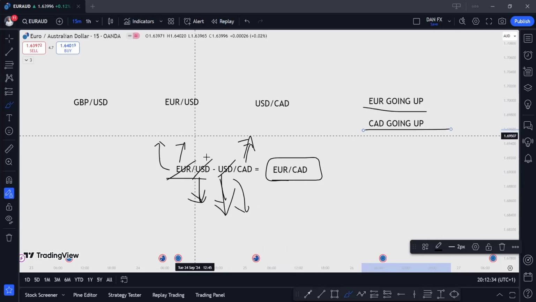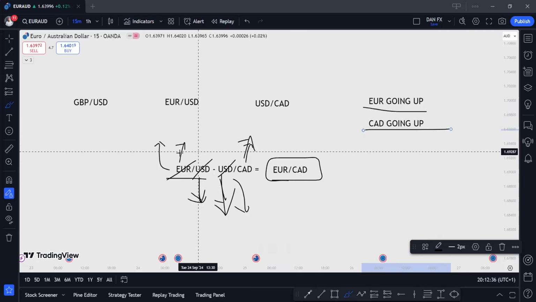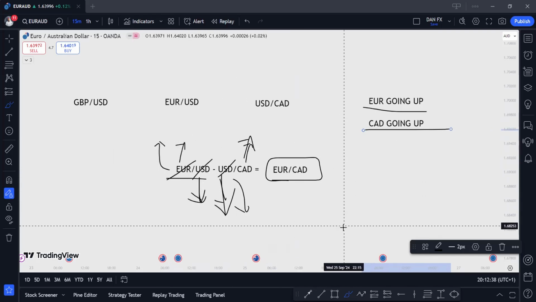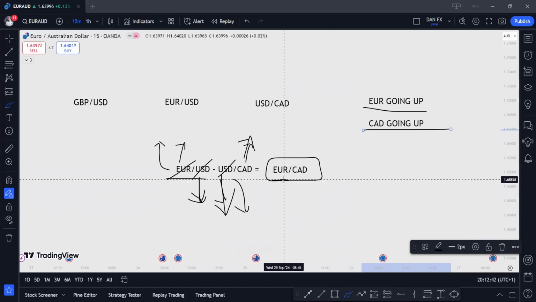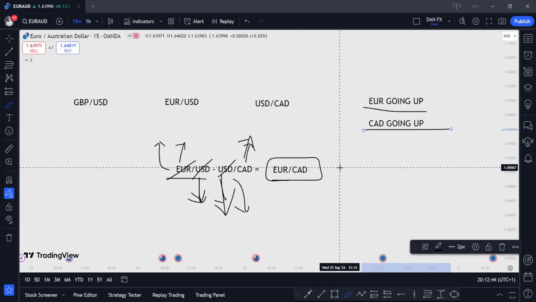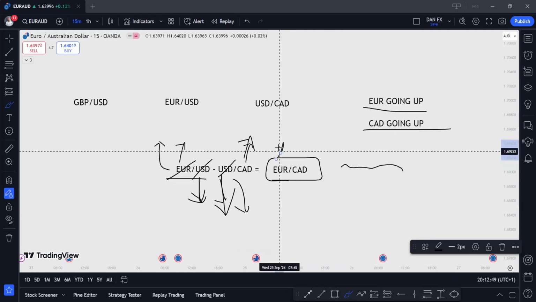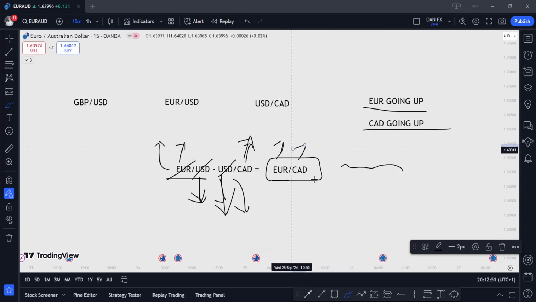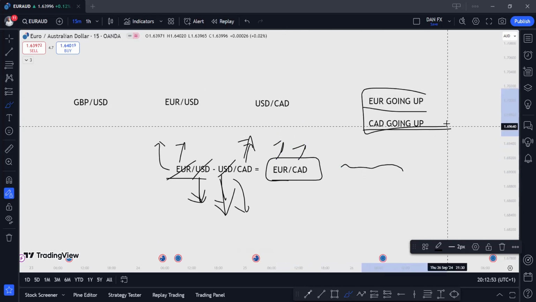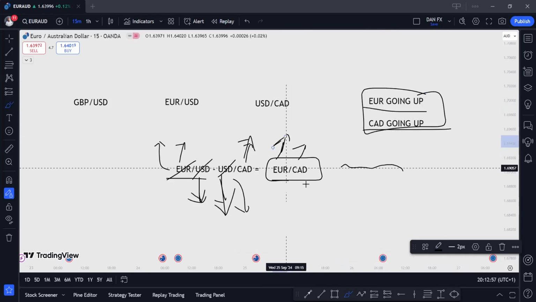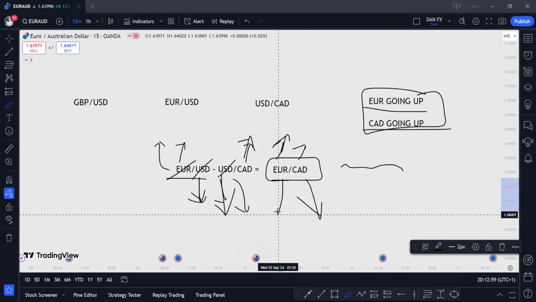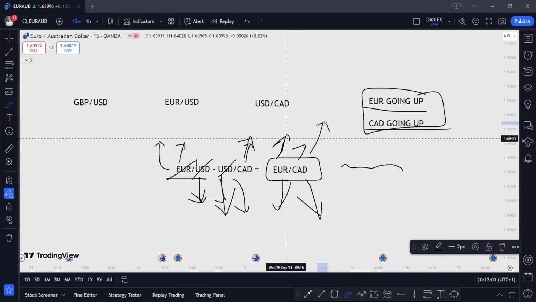All right. So now, as Euro/USD and USD/CAD are moving in opposite directions simultaneously, what's going to happen to Euro/CAD? Euro/CAD has to go sideways, because you can't have Euro going up and CAD going up. You can't have the base and the quotes going up at the same time. One has to go up while the other one goes down, or this one goes down and this one goes up. That's how it works.